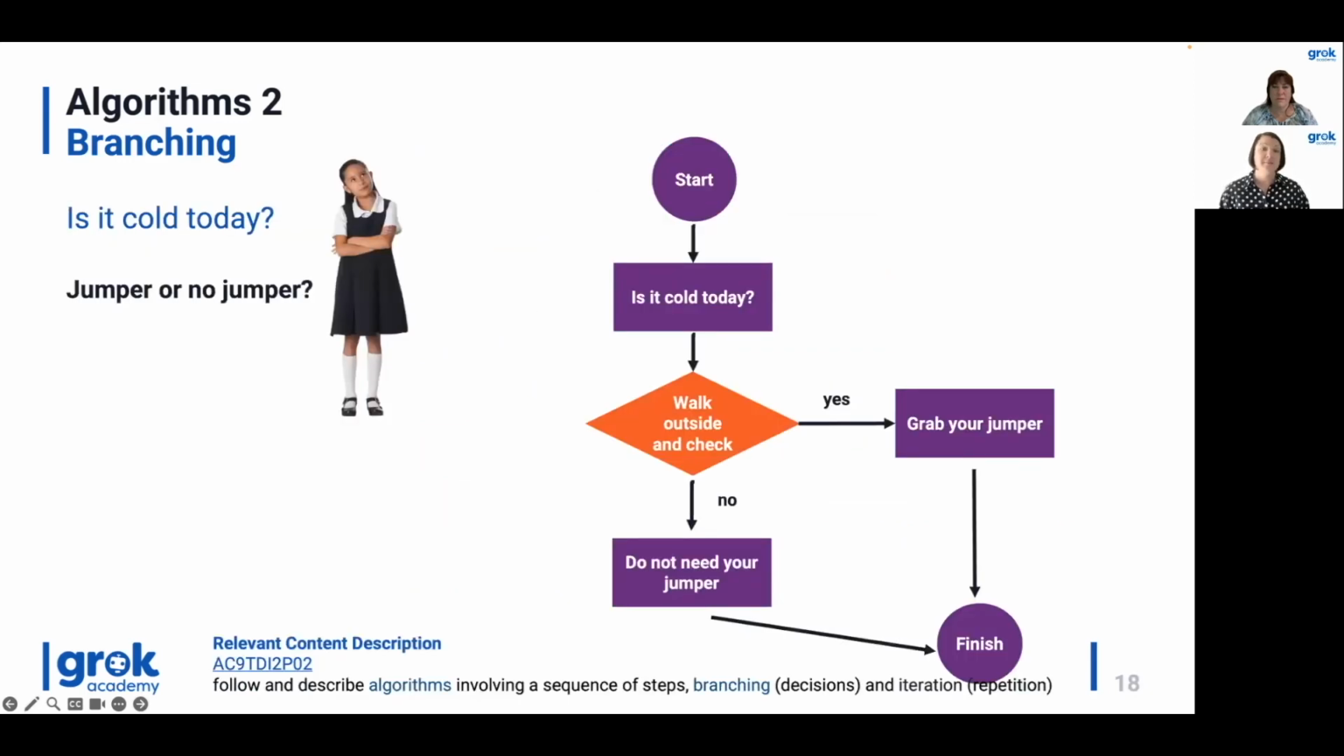There are many examples for branching in everyday situations, and this is an excellent starting point for students in Year 1 and 2. For example, is it cold today? Students can go outside and check to answer yes or no. If yes, grab your jumper. If no, you do not need your jumper. This is a very simple example.